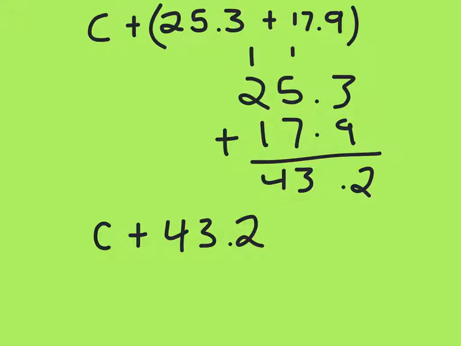And if you did 43.2 plus C, do you think that's correct? Well, sure it is, because C plus 43.2 and 43.2 plus C are equivalent expressions. It doesn't matter in what order you're going to add it, you're going to get the same answer.